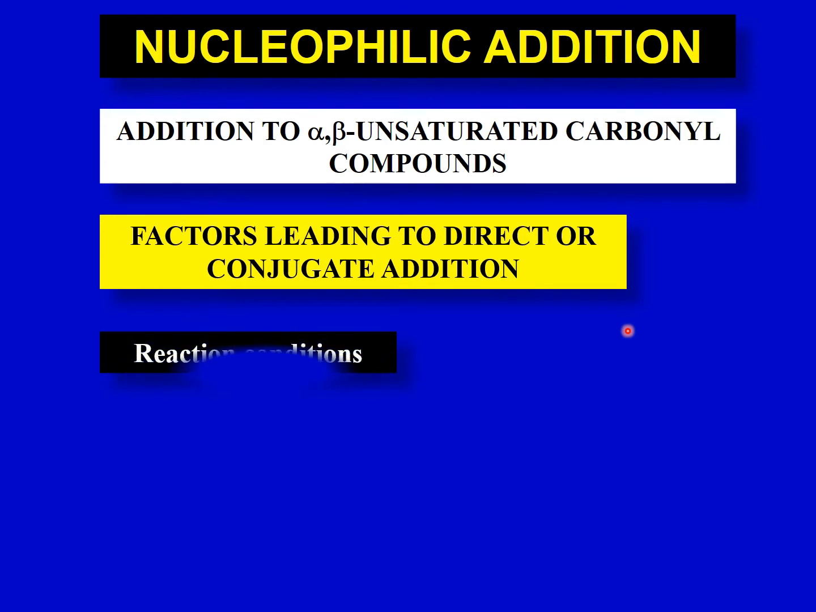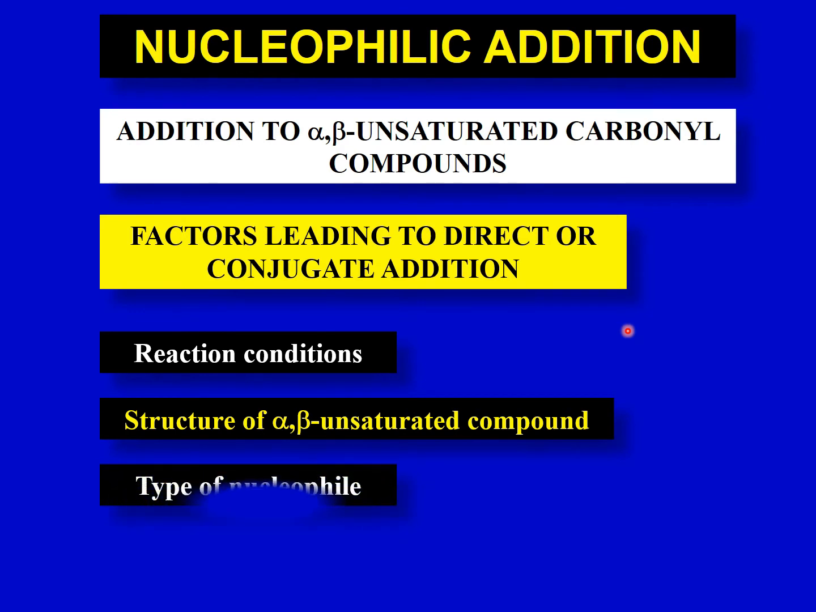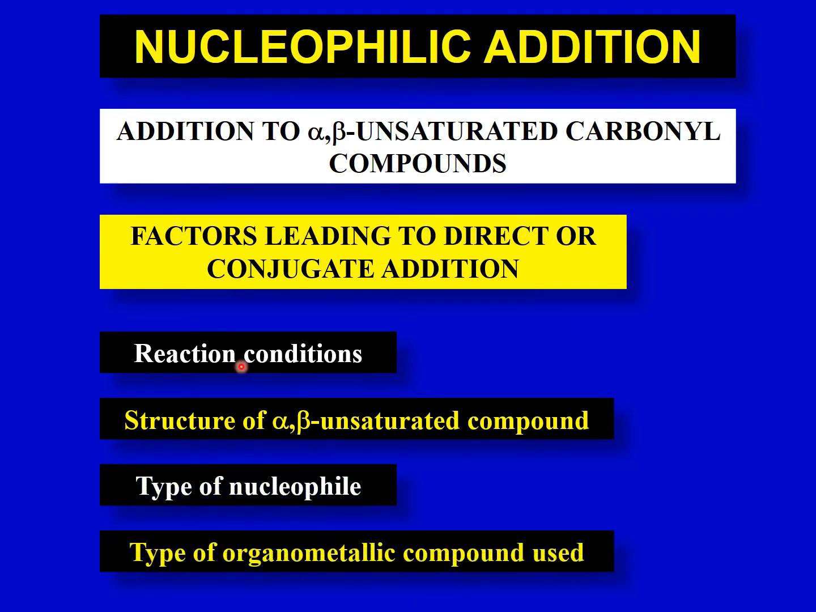In the very last session, we discussed different factors that may affect the progress of a reaction, leading it to a direct addition product or a conjugate addition product. These were the four factors that we saw in the previous session, and I had told you that we will discuss each of them one by one. So in today's session, we will talk about the effect of reaction conditions on the formation of a particular product. So let's get on with it.